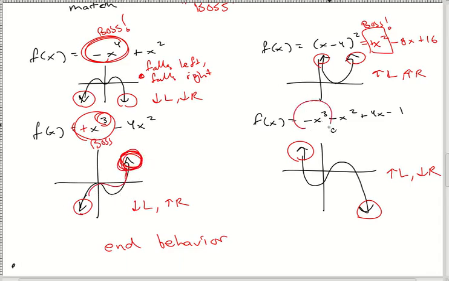Last one, you can see this one's the biggest power, the biggest degree. Boss. And so we got a negative, means eventually I'm going to be going down. But they're going to be opposite in direction.